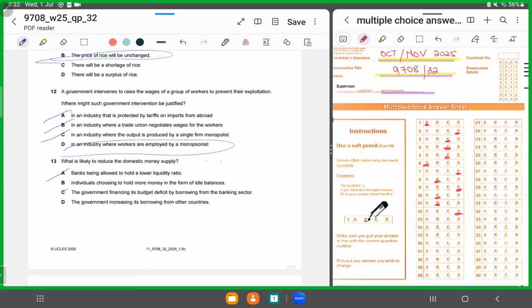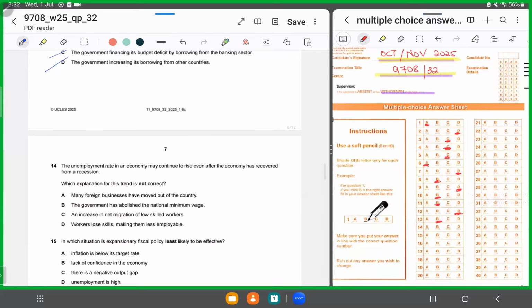So it's B, where individuals choose to hold more money in the form of idle balances. Why? Because if people are preferring to hold more cash, there's going to be less money circulating, more money lying idle. So that's going to reduce the money supply. So for 13, it has to be B. Moving forward. MCQ number 14.